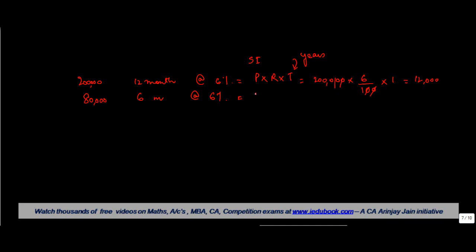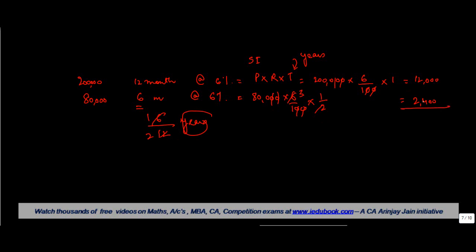On 80,000, which is the principal in the second case for the fresh capital, the time is 6 months. So it's 6%, so you again divide by 6 by 100. Six months can also be written as what? 6 upon 12 years, because there are 12 months in a year, or 1 upon 2 years. You knock off these two, 2 goes into 6 3 times, 3 into 800 is 2,400. So the total interest will be what? 12,000 plus 2,400, or 14,400.